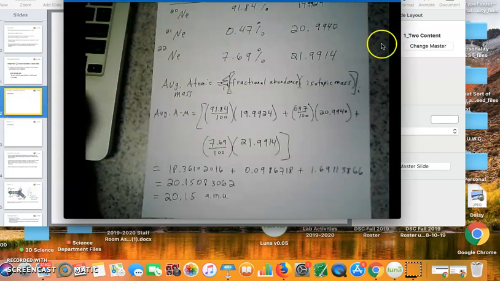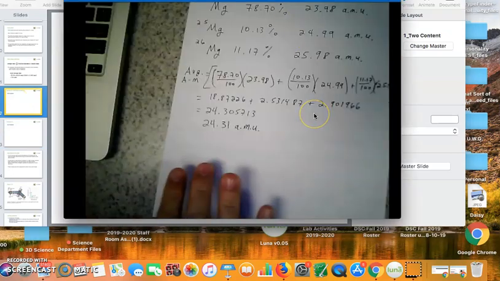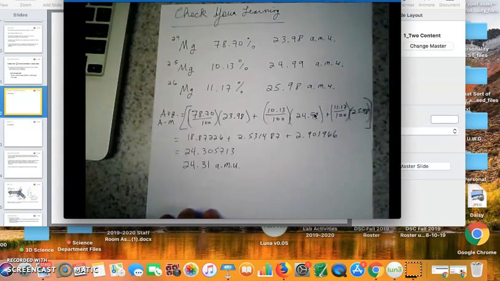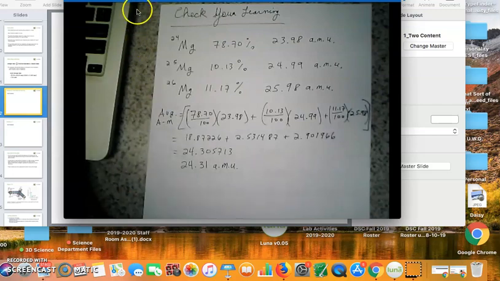Okay, so let's go back to our PowerPoint, and then we're going to look at the next calculation here. It's actually the check your learning part. So going back to calculating average atomic mass, we're going to do another example. And I suggest you do these extra examples when they give you an additional problem that says check your learning. You should probably do that as you're going through the chapter.